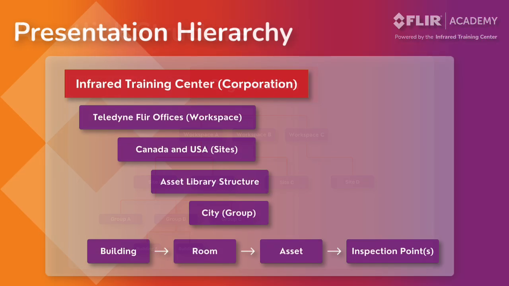For all of these presentations, we are going to use the following hypothetical organizational structure to demonstrate Assetlink's capability. We will define the organization as the Infrared Training Center and use the North America offices as the primary workspace. Within these workspaces, Canada and the US will be further identified as sites. Asset libraries will then designate the cities within each country using the group category for this purpose. Finally, we will define the building, and then the rooms within that building will target the asset along with the corresponding inspection points for each.